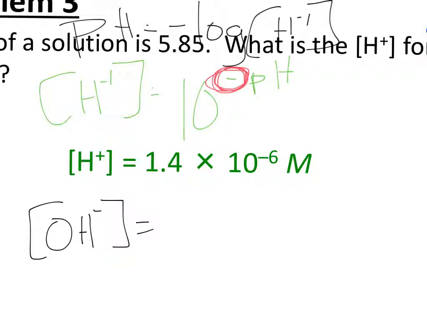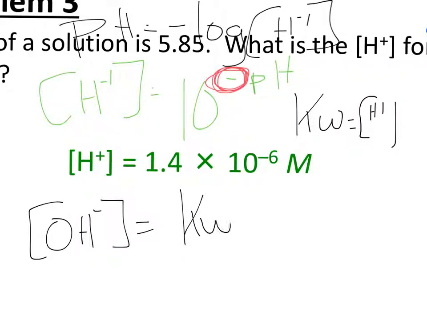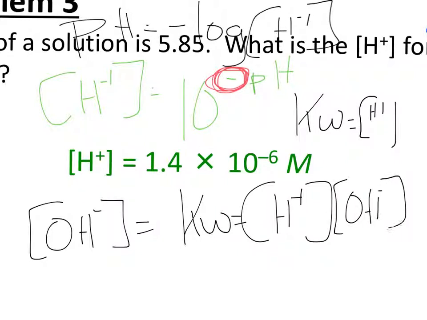Now, I'm one of those that I embrace Kw. What is Kw equal to? Sorry, I just totally messed this up. Let's try this again. Kw is equal to H plus times OH minus. If you will embrace this, it's one step, not two. It means you have more time to do other questions. So what I'm saying is it's a direct conversion. All I have to do is divide Kw by H plus. Well, I already know what H plus is. What is Kw?